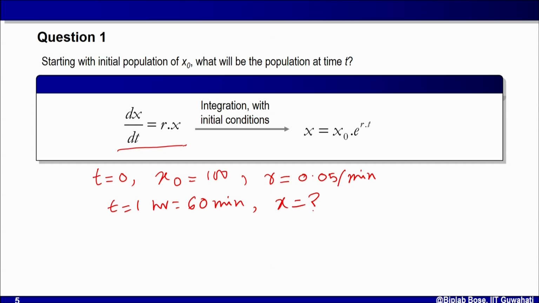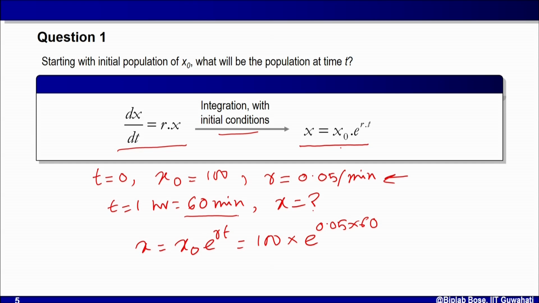My model is dx dt equal to rx. By integrating that with initial condition, I have got x equal to x naught into e to the power rt. So I put the values, x equal to x naught e to the power rt. This x naught for me in this example is 100 into e to the power 0.05 into, remember the time is 60 minutes. Because your r is in minute scale, I have converted 1 hour into 60 minutes. I have already done the calculation. This is approximately, you can calculate, equivalent to 2008 cells.